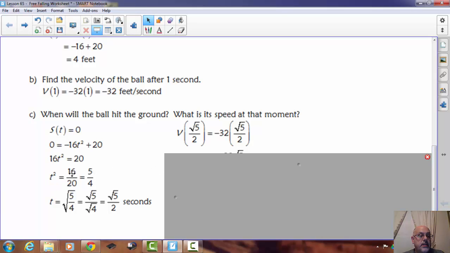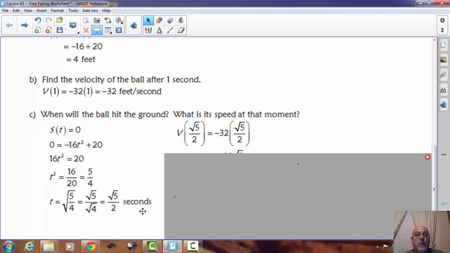So t squared is 16 over 20 or 5 over 4. Then you take the square root of both sides. T is equal to the square root of 5 over 4, or the square root of 5 over the square root of 4, or the square root of 5 over 2 seconds. So the ball will hit the ground in radical 5 over 2 seconds.